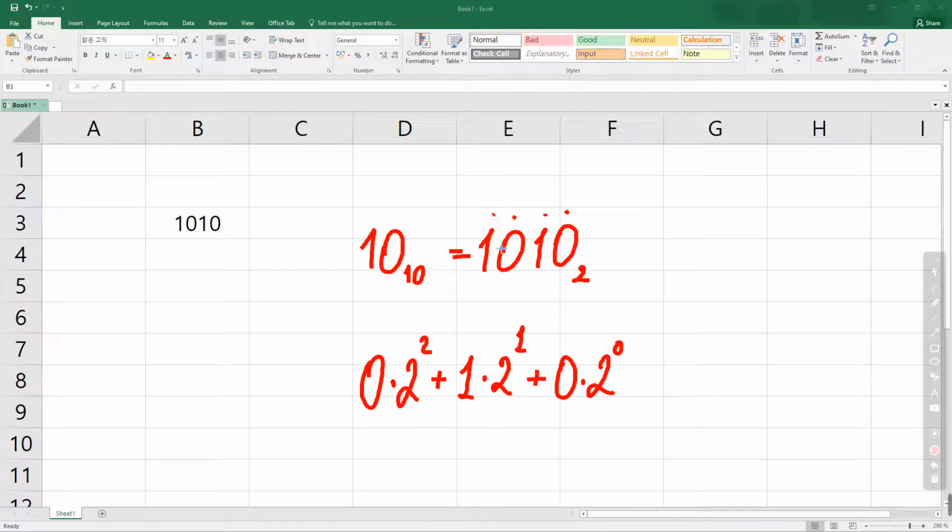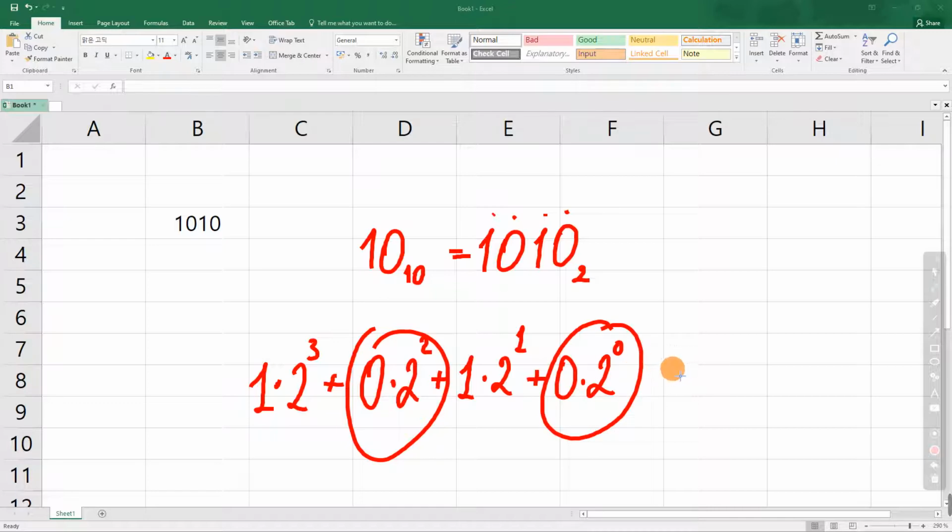Then the next one is what? 1 times 2 to the power of 3, right? You see that the powers are increasing. From 0, the superscript is changing: 0, 1, 2, 3, and so on. So here we have only 4 digits. So these are equal to 0. This is also 0, right? Then what do we have? We have 1 times 2 to the power of 3, right? So 8. 8 plus 1 times 2 plus 0 is equal to 10, right? 10. So the result is correct.